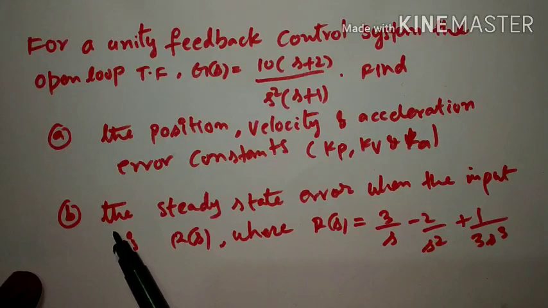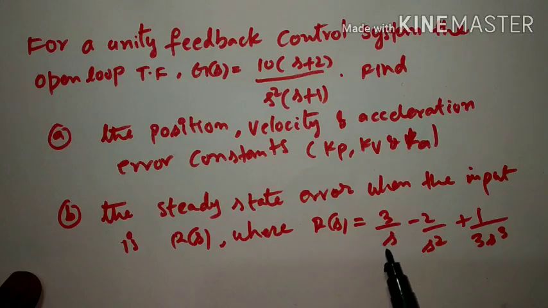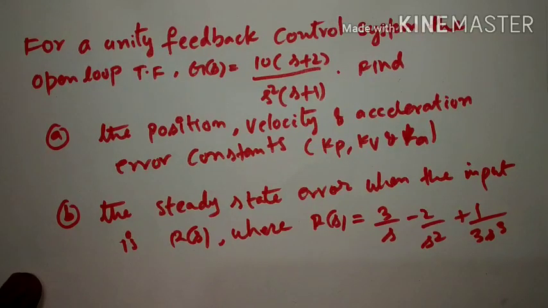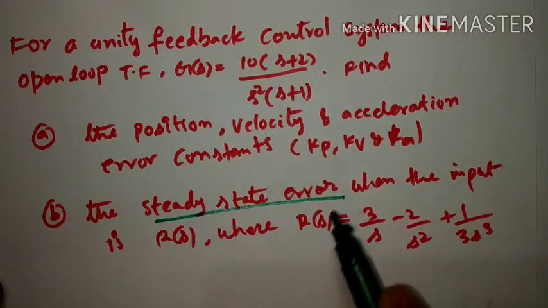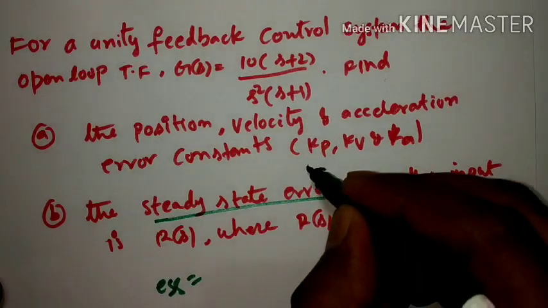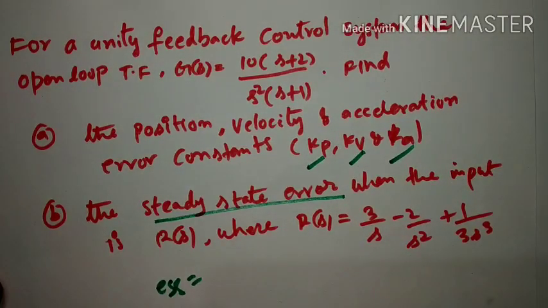And the second part is the steady state error when the input is R(s), where R(s) is equal to 3 by s minus 2 by s square plus 1 by 3 s square. So you have to find Kp, Kv and Ka, and finally the steady state error ESS. Okay, so we just do it here.